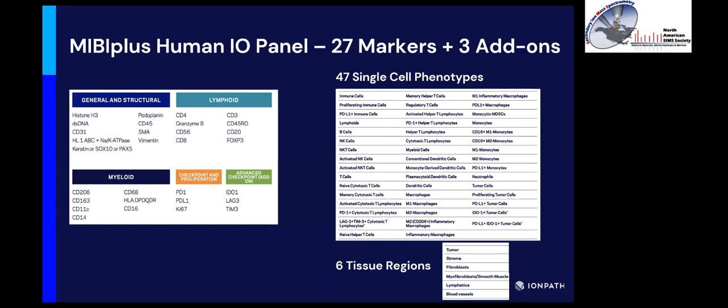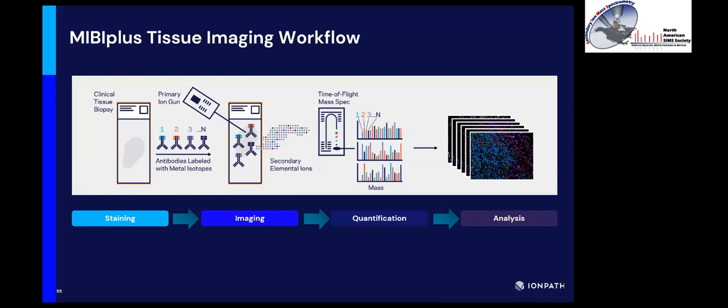And in addition, we can identify 6 tissue regions or higher level morphological features, such as the tumor immune boundary, the stroma, lymphatics, blood vessels. So you get a lot of spatial information out of these images, and it follows the same workflow that I talked about earlier, which is pretty standard.